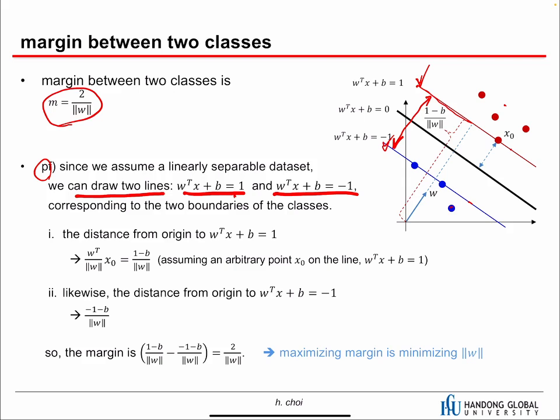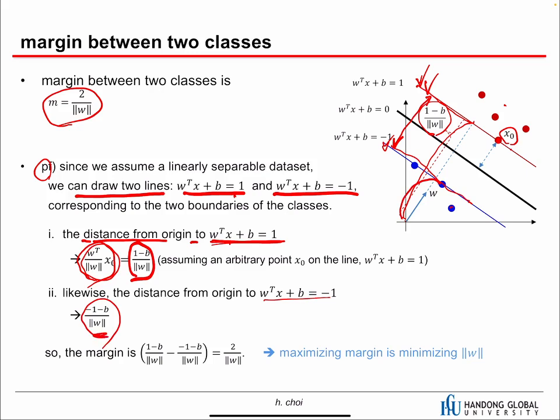Okay. And then the distance from the origin to this line is this one. Let's say there is one point here, and that is x naught, and then this is the distance. Since this is the line, with this one, actually this is the distance. So this is what we have. Okay. And then likewise, the distance from the origin to this line is this one. So this one is this one. And then the margin is this one minus this one. Okay, then it is 2 over the norm of W. Okay. So, in this slide, you can see that maximizing the margin is actually minimizing the norm of W. Okay, so now we want to minimize W. That's what we want.